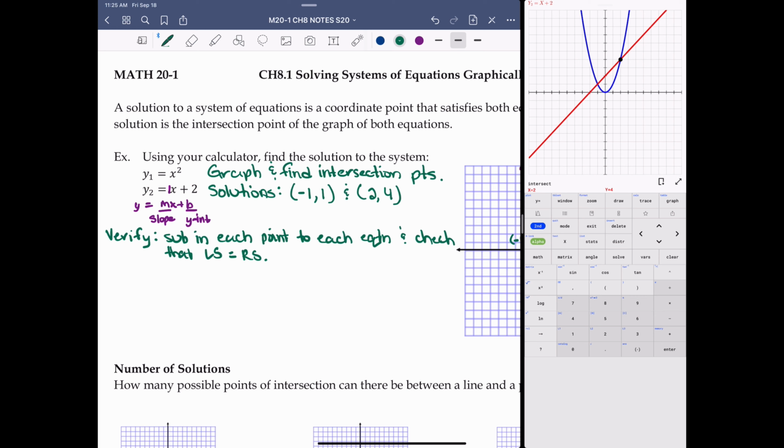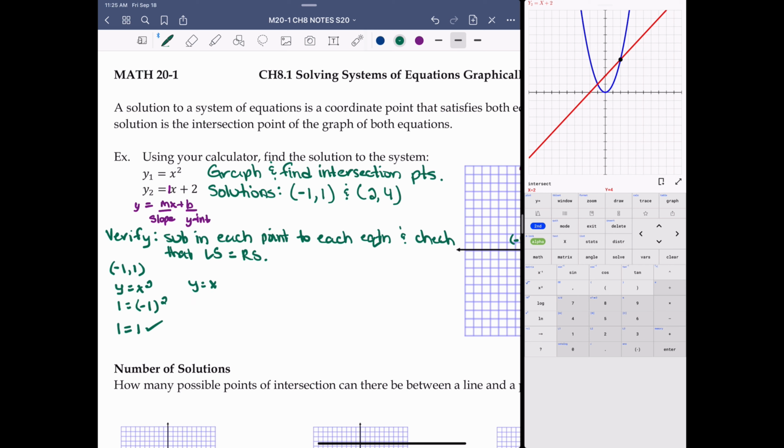We'll start with the point -1, 1. We take our first equation, y equals x squared. We plug in our values. Y is 1, x is -1. (-1) squared. It's important if you have a negative number squared, you put it in brackets and then the squared outside. -1 times -1 is +1, so we get 1 equals 1. Yes, that works.